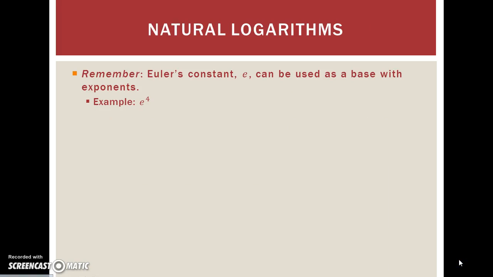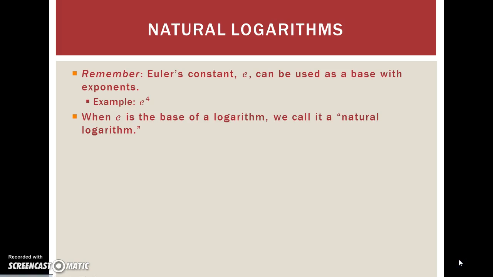So natural logarithms, a little bit of background information here. Remember, Euler's constant, e, can be used as a base with exponents. We did this earlier when we looked at putting e to the fourth in the calculator. We found a decimal. Now, if that is the base that comes with exponents, it can also be a base in a logarithmic equation or expression.